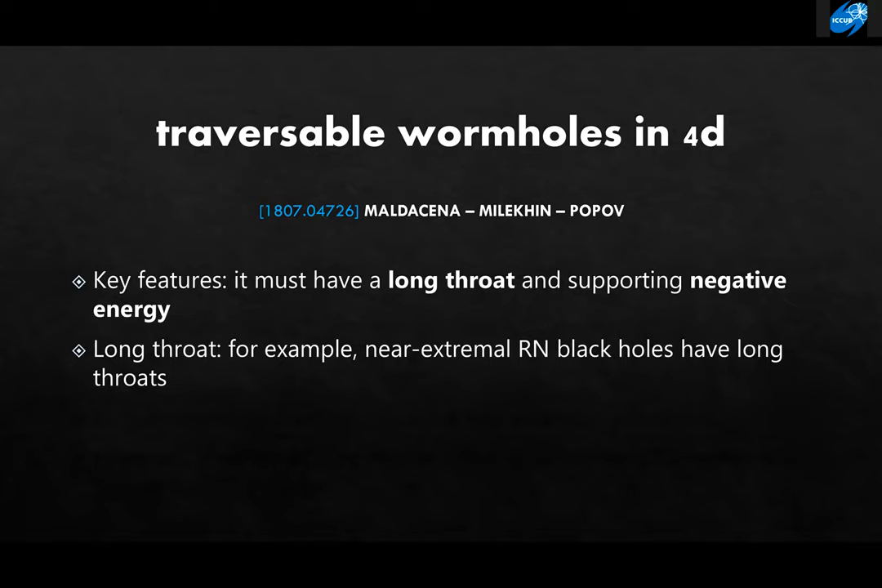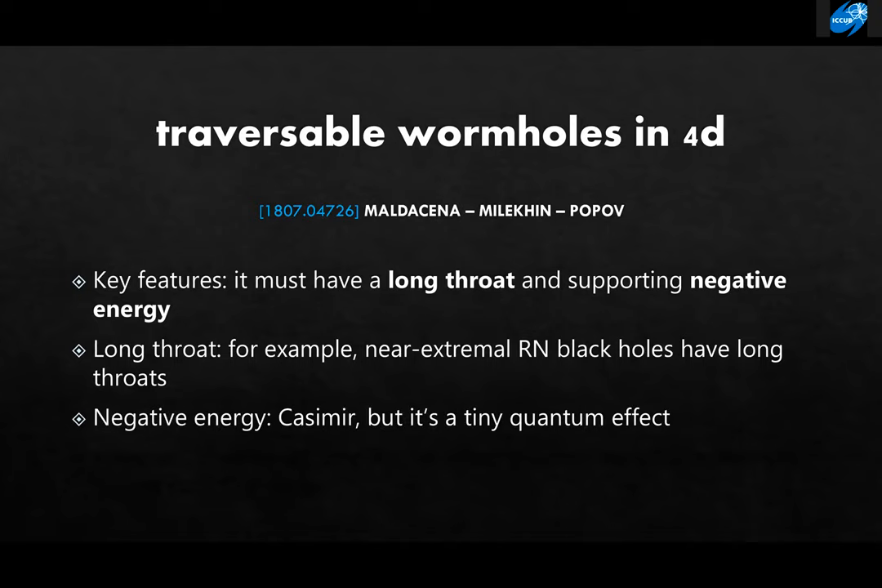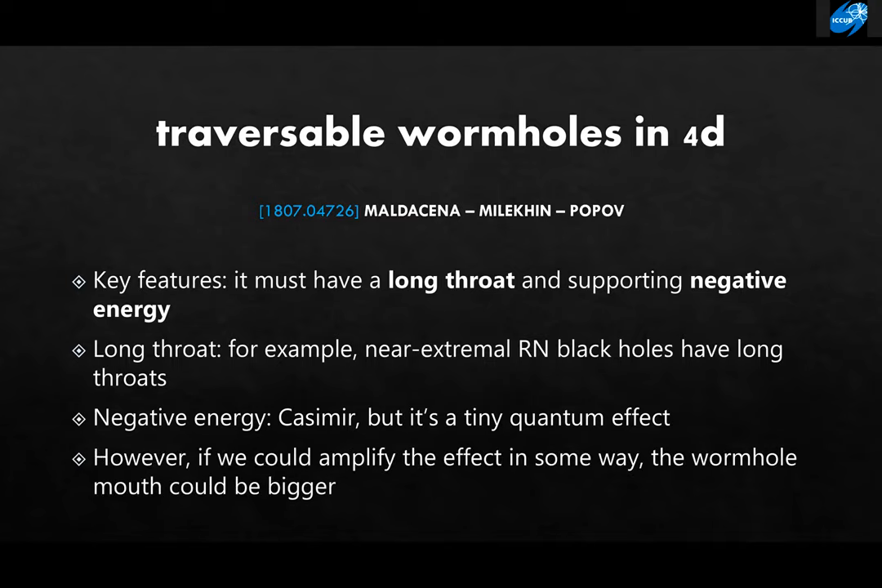And now for the supporting negative energy, well, we saw a couple of examples, I guess, but the one that is more used is the Casimir effect. But as mentioned before, it's a tiny quantum effect. So if we don't want to have very tiny wormholes, we would want to have some, for example, humanly traversable wormholes. We need to, in some way, amplify this effect so as to make the mouths bigger. And so they managed to do just this.